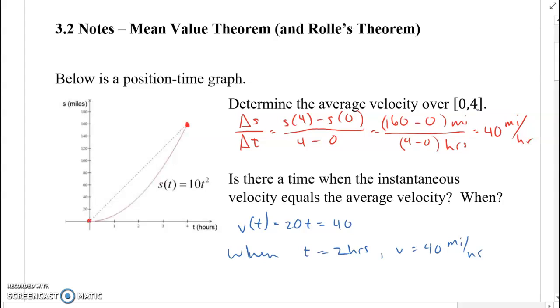And in fact, you might say, well, it happens exactly in between. Well, that happens because perhaps this is a parabola. That way the derivative is linear. But that's not always going to happen. So just don't assume that it's always the midpoint.